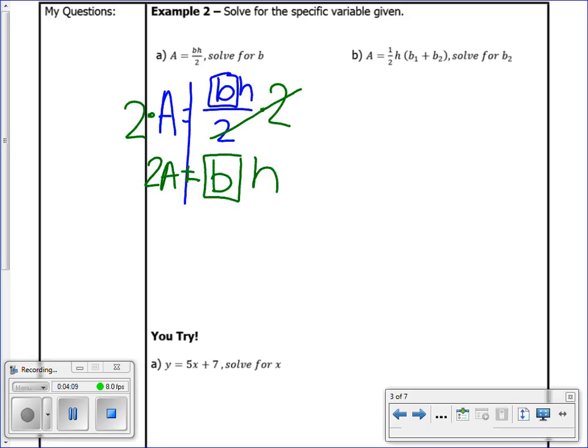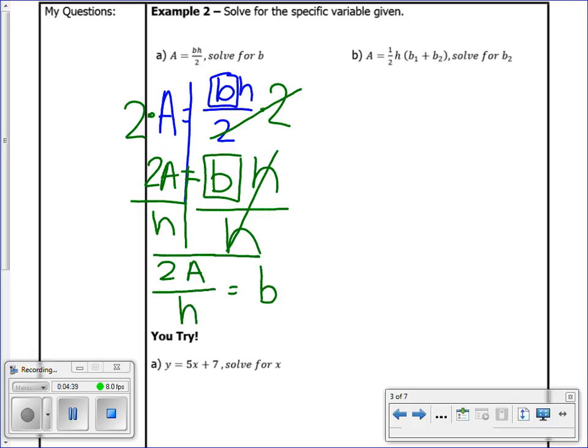Again, I'm going to put a box around that B. Now, I ask myself the question, what operation is happening between B and H? Remember, when you don't see a sign, that's automatically multiplication. So B and H are being multiplied together. I don't want the H with the B anymore. So to undo it, I divide by H on both sides. When I divide by H, I end up getting 2A, all divided by H, equals B. And that's your formula solved for B.